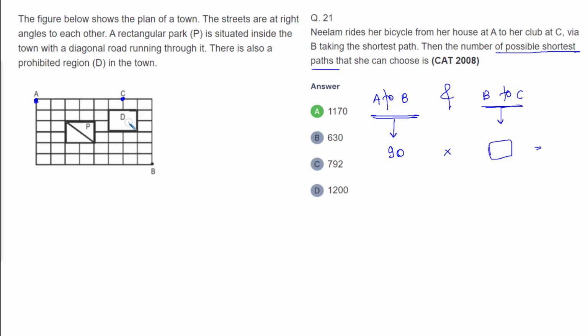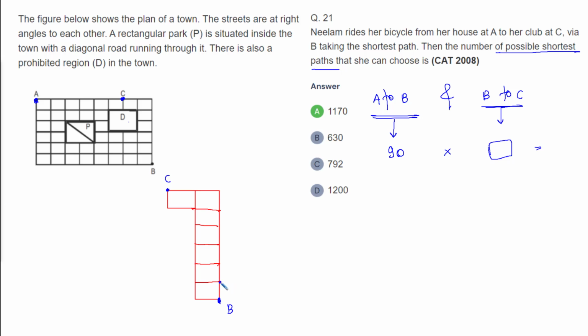She cannot enter the region D, everyone. So over here we need to do manual counting. How can we do the manual counting? Let's have a look at it. Look here, there are 6 rows in total. So let me draw 6 rows: 1, 2, 3, 4, 5 and 6. Neelam is supposed to travel from this point B to this point C. In how many ways can she travel? Let's do it manually.